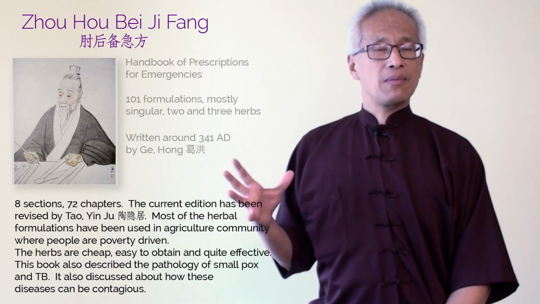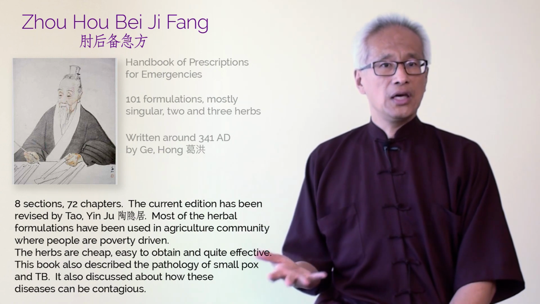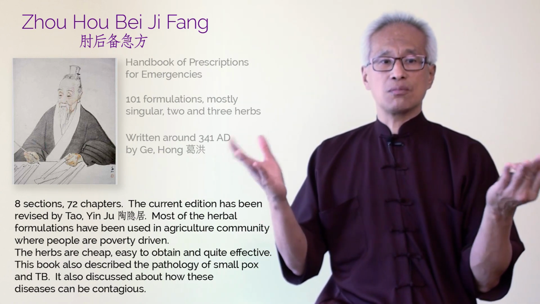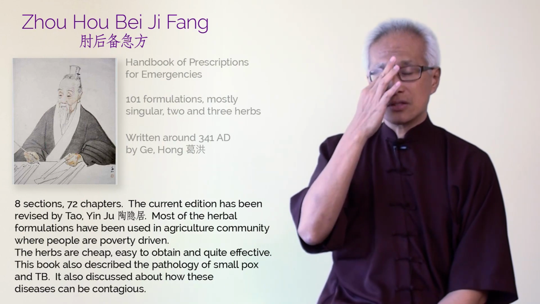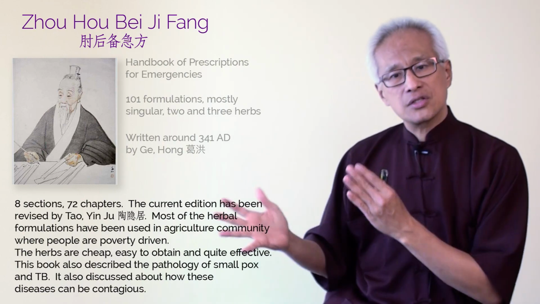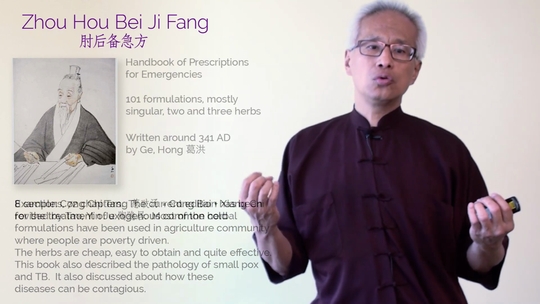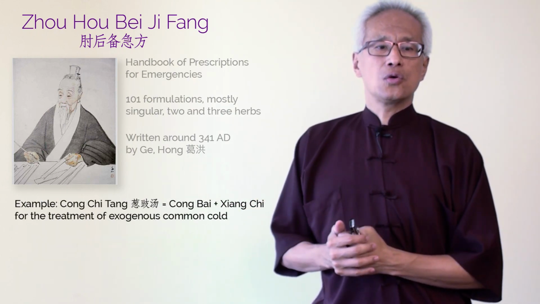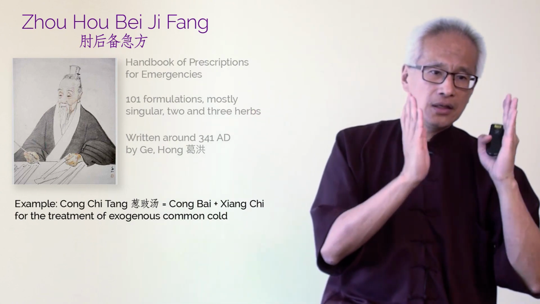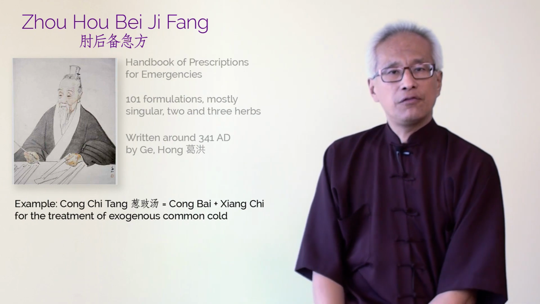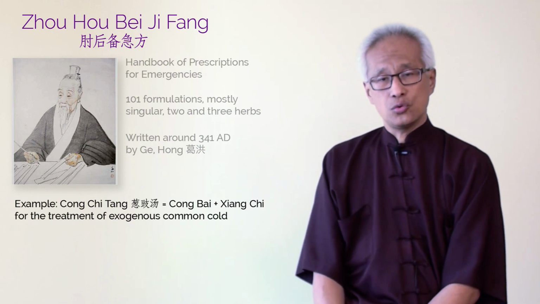It also discusses how these diseases can be contagious, and he described the pathology of smallpox as well as TB. Okay, so it's quite advanced compared to the Western medicine counterpart at this point. For example, the formula 葱子汤. 葱子汤 is a combination of 葱白 and 鲜子 for the treatment of exogenous common cold, for example. It's still widely used today.